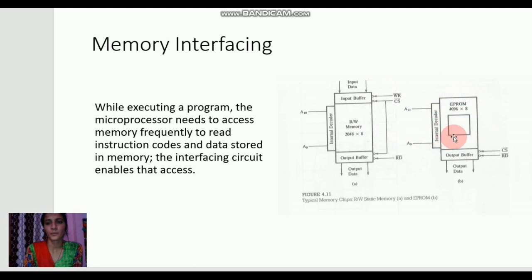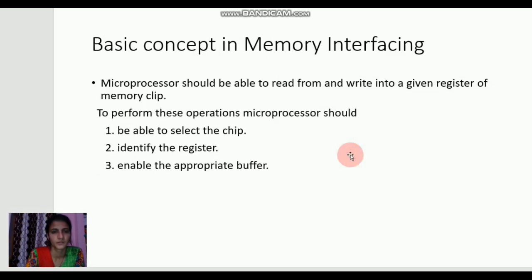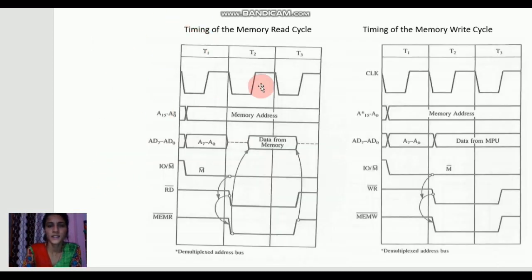In our ROM, we don't need read and input buffer signals. They both are not required. While communicating with the memory, the microprocessor should be able to read from and write into a given register of the memory chip. To perform the above operations, the microprocessor should be able to select the chip, identify the register, and enable the appropriate buffer. To understand it better, let's first relook at the timing diagrams for read and write operations.